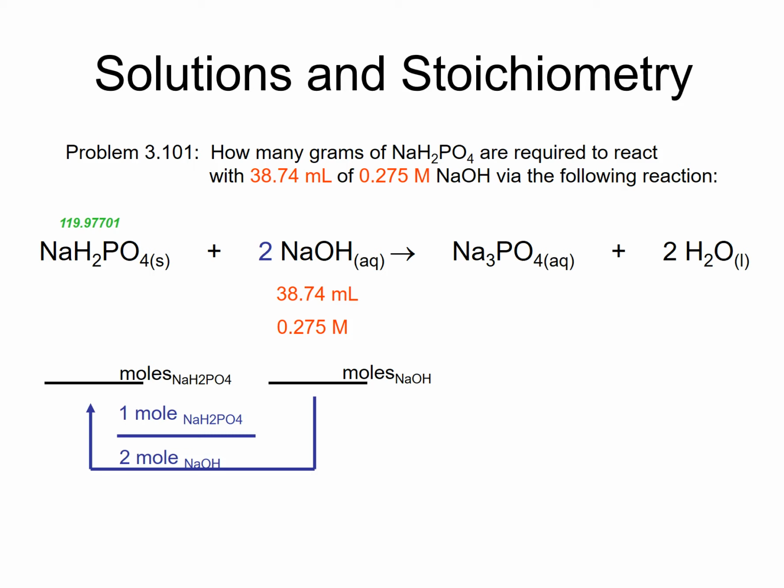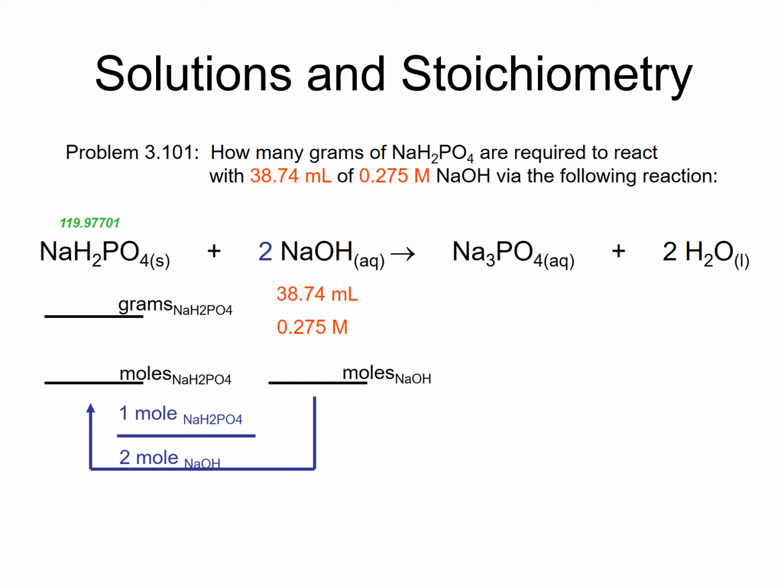And to finish off the problem, since they wanted me to calculate the number of grams of sodium hydrogen phosphate, I'll need to convert the moles into grams using the molar mass, which has already been provided for me, the 119.97701 grams per mole. That's the structure of the problem. Let's go ahead and fill in the details.